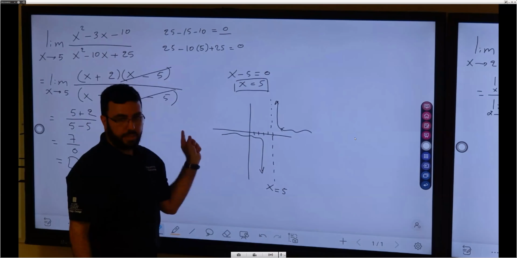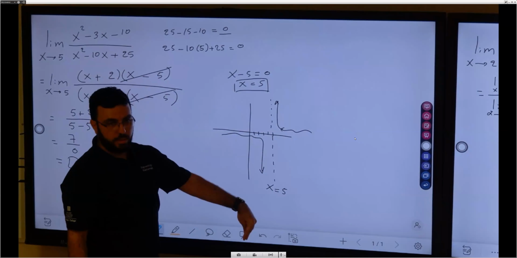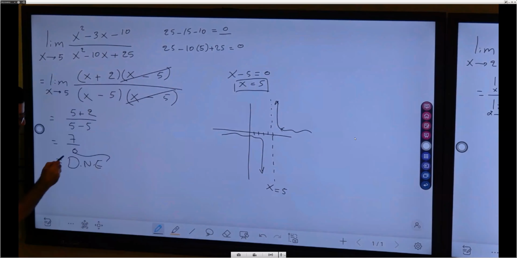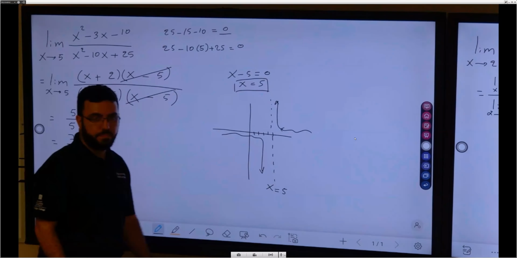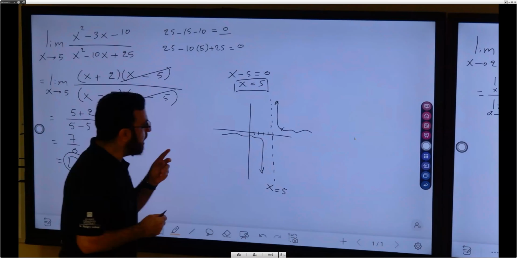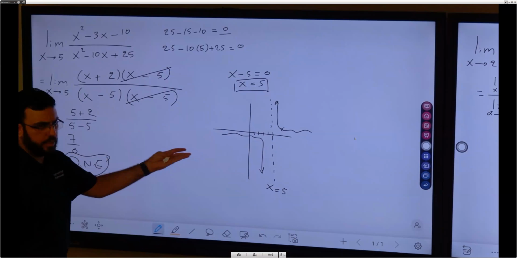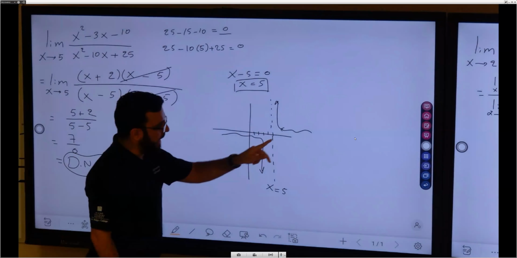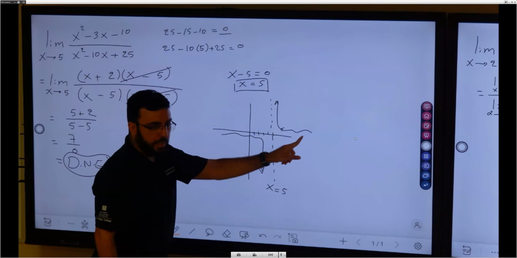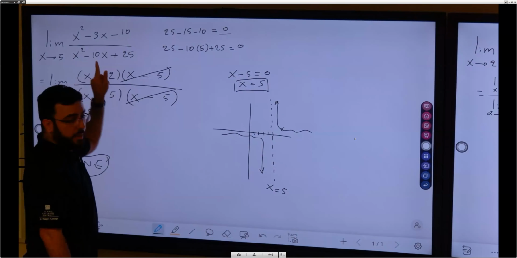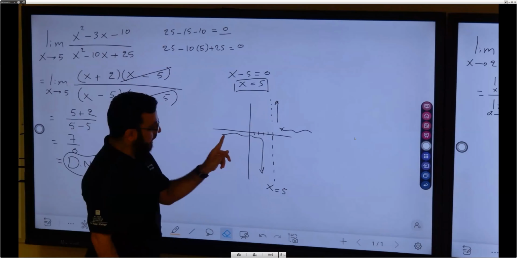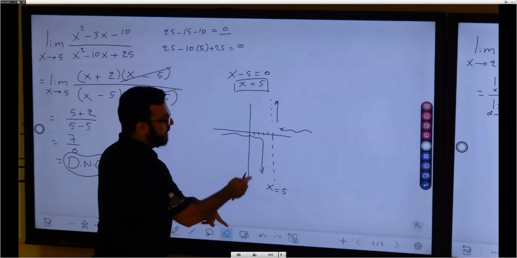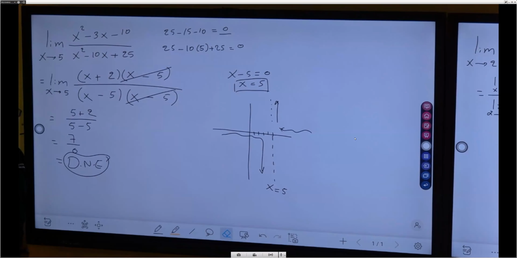Take any number here, plug it in the function, the result going where? Down. One side going up, one side going down. Does that mean the limit is what? Does not exist, okay? So if you ask how am I going to know the limit with the graph: with these steps, it does not exist because it's undefined. But with the graph, one side going up, one down. The limit does not exist, okay?